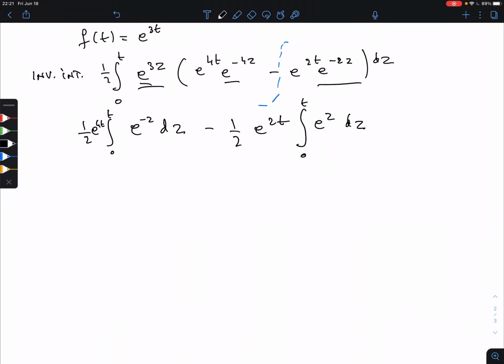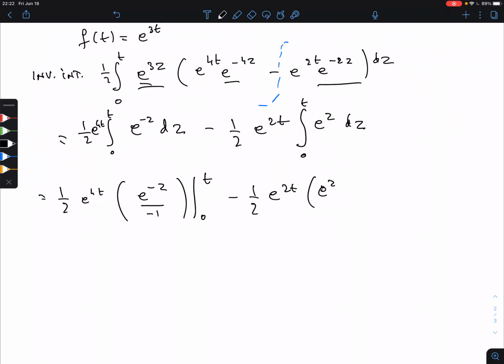Okay. We're still working on the integral. So now everything is actually just, let's see here. And the antiderivative of this is e to the minus z over minus 1. And we have to evaluate between 0 and t, minus a half e^2t. And we get e^z, whose antiderivative is just e^z, right, between 0 and t. Now, again, be very careful when you plug in this t and 0. Only plug in the right spots. This is the part, we can only replace z's by t's.